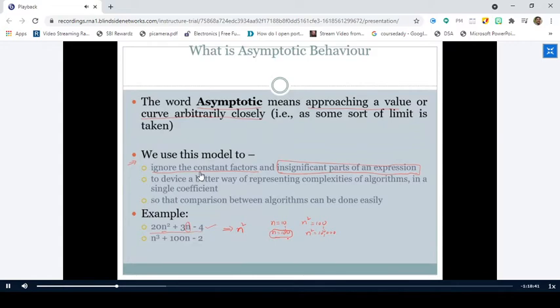Yes, sir. So whenever we have an expression consisting of higher powers, we can neglect the insignificant parts. That means 3n minus 4. Minus 4 doesn't have any effect, right? It is simply like a constant. So this 3n minus 4 has a very small effect on the complete expression. So what are we left with? We are left with only 20n square. Is it right or not?